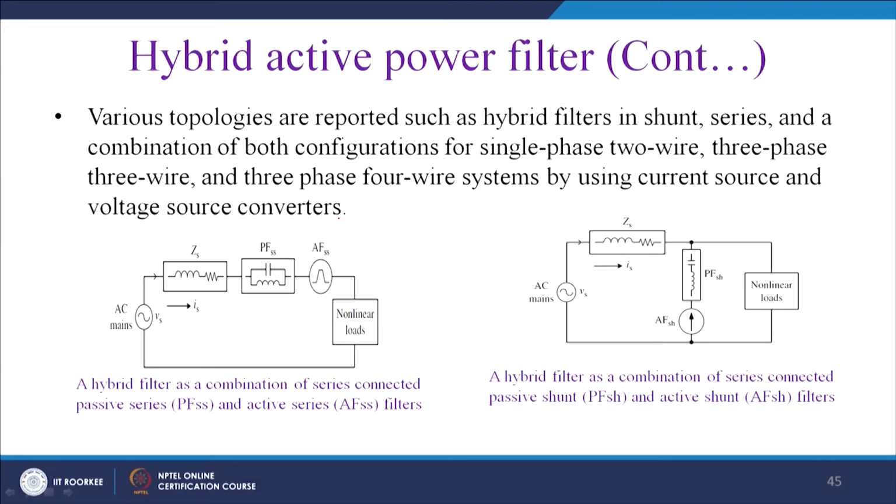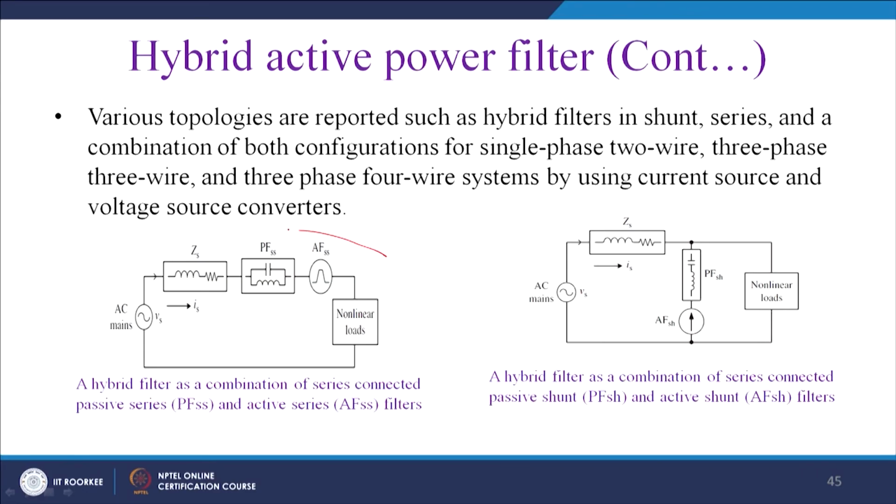The rating of these filters is reduced by adding the passive filter to form hybrid filters, which reduces the overall cost, and in many instances they provide better compensation than either the passive or the active filter. So part of this will be passive, part of this will be active. Various topologies are reported as a hybrid filter in shunt, series, and combinations of both for single phase 2 wire, 3 phase 4 wire, and 3 phase 3 wire systems using the current source.